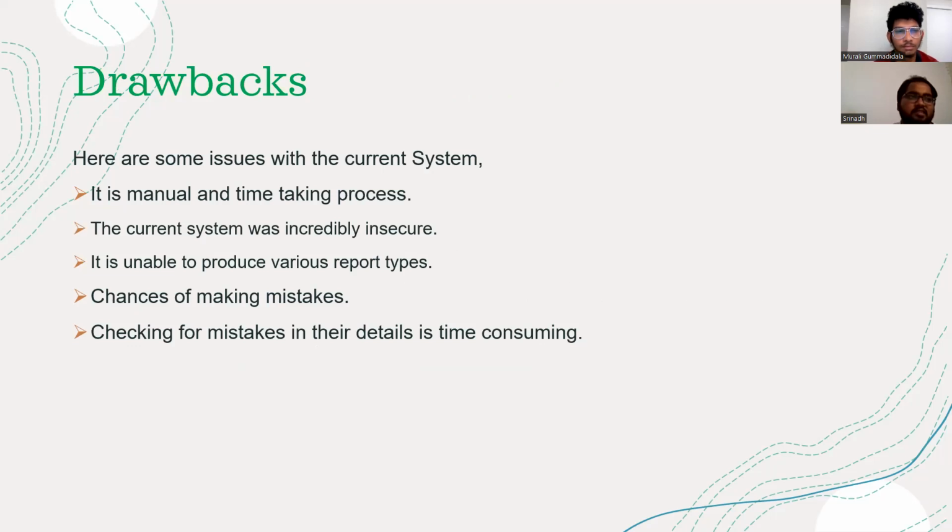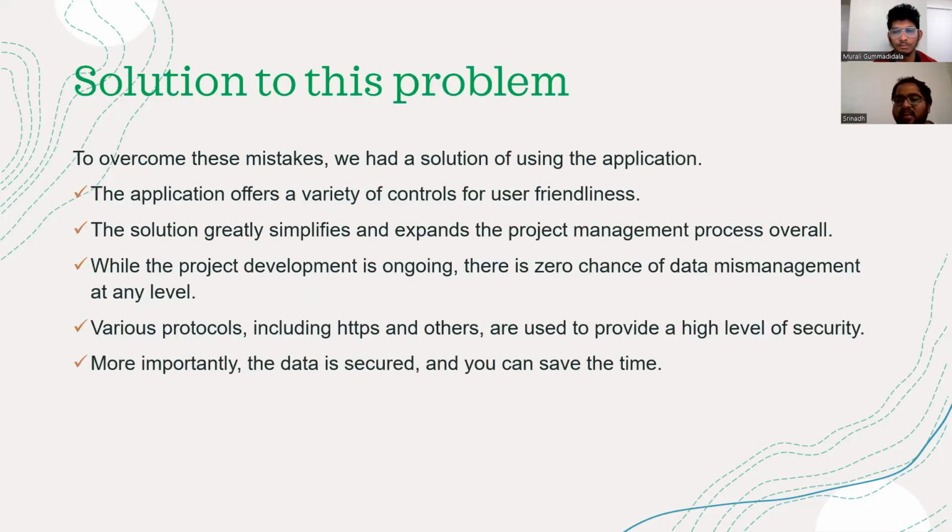There are pros and drawbacks in everything, pros and cons. Here, we are going with the drawbacks first. Here are some issues with the current systems. It is commonly a manual and time-taking process. The colleges work as per schedules, and everything takes more time. The current system was incredibly insecure, and it is unable to produce various report types. Checking for mistakes in the details is time consuming. These are the drawbacks of the current database management systems.